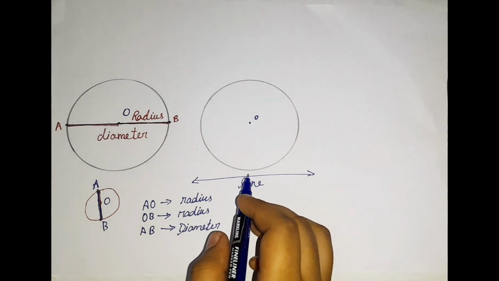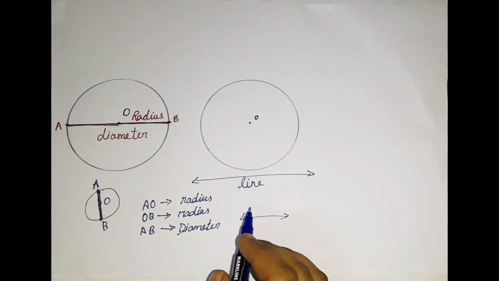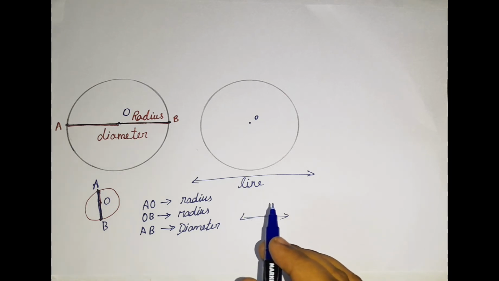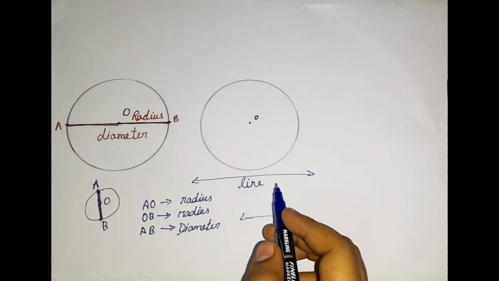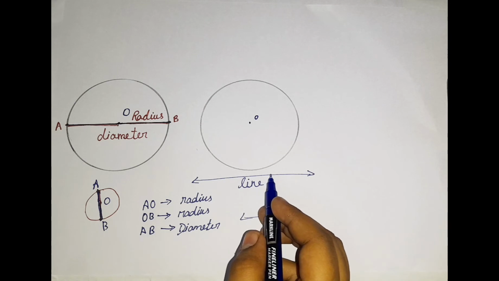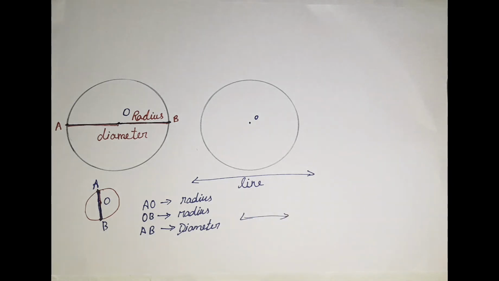The line means which is not touching a circle. Why? Because you should not get confused between tangent and a line. I am going to explain what a tangent is after some time. So line means it is not touching the circle. That is a simple explanation. Now let us take another circle so that you can understand what a tangent is.